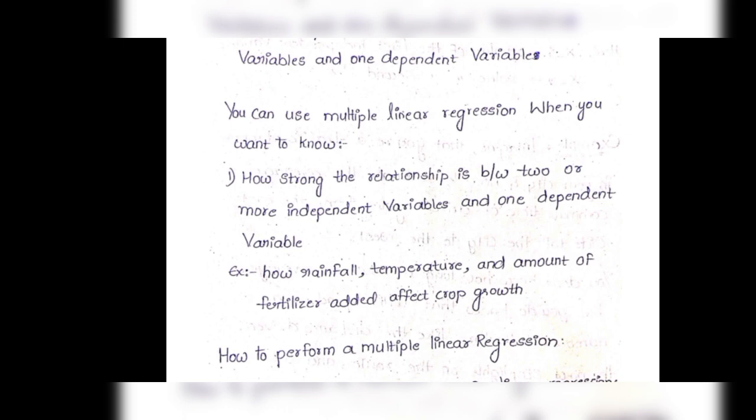If the three independent variables are performing well, then the crop growth will be good. If any of the three independent variables, that is rainfall, temperature or amount of fertilizer, has an adverse effect on the crop, then the crop growth will decrease. So where is the relationship? Here the crop growth is related to rainfall, temperature and amount of fertilizer. So here we have three independent variables and one dependent variable.